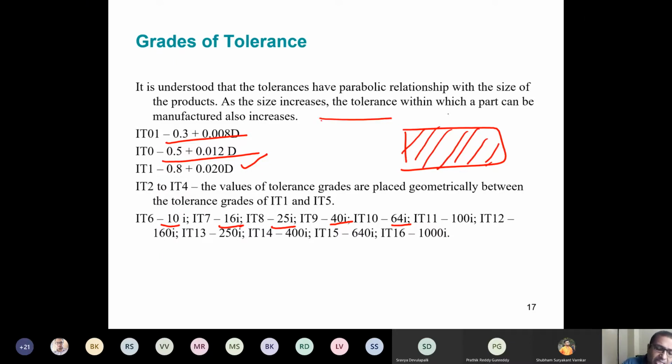So if this is my zero line, my fundamental deviation will be something like this, and this grade of tolerance will give me what will be the size of the tolerance, or what will be the tolerance in some sense. So tolerance is defined by this grade. IT6 will be 10i, IT7 will be 16i. So that's what basically it means.